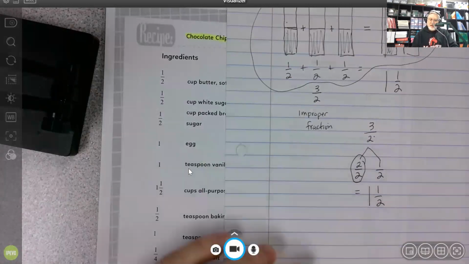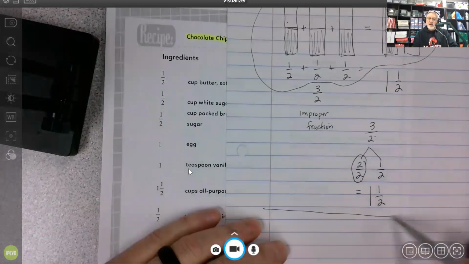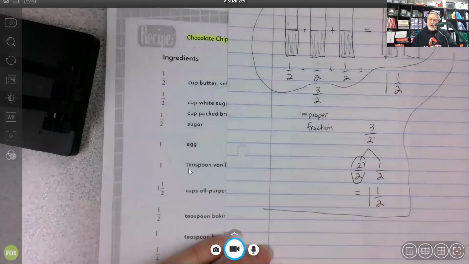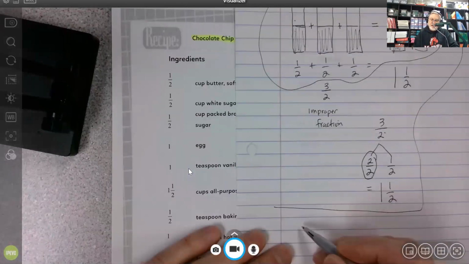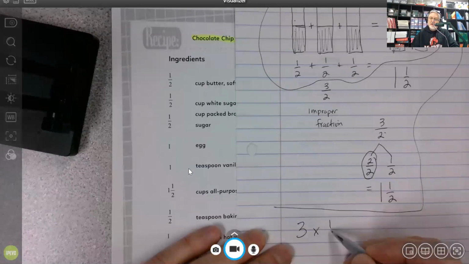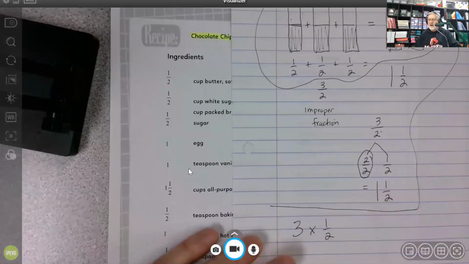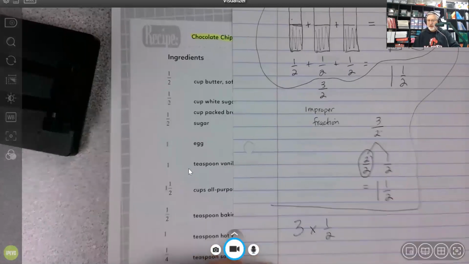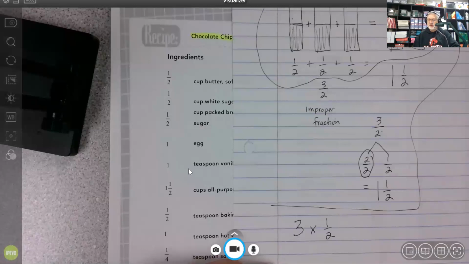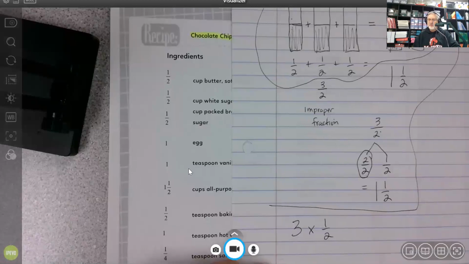So that's our example for 1/2 3 times. And it's the same thing as saying I have 3 1/2s, or 3 times 1/2. I could write that as a multiplication problem. Okay.